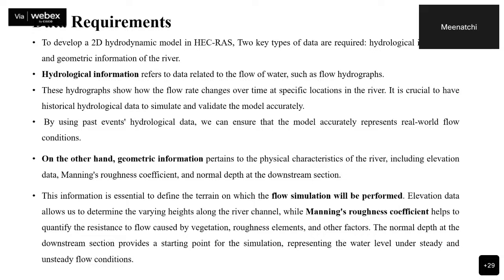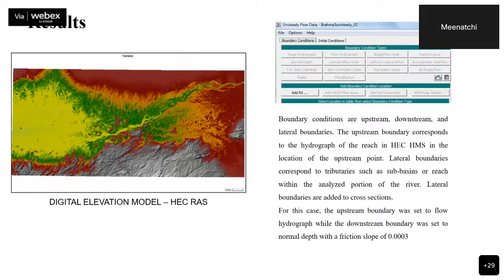So this information is essential to define the terrain on which the flow simulation will be performed. And Manning's roughness coefficient helps to quantify the resistance to flow caused by vegetation, roughness elements, and other factors. As you know, the Brahmaputra in Assam has very complex geological and geomorphological features. So these are the results, and this is the digital elevation model which has been used, and we have given the boundary conditions upstream, downstream, and on the lateral boundaries. For this case, the upstream boundary was set to flow hydrograph, and as I mentioned, downstream was set to normal depth with the friction slope.